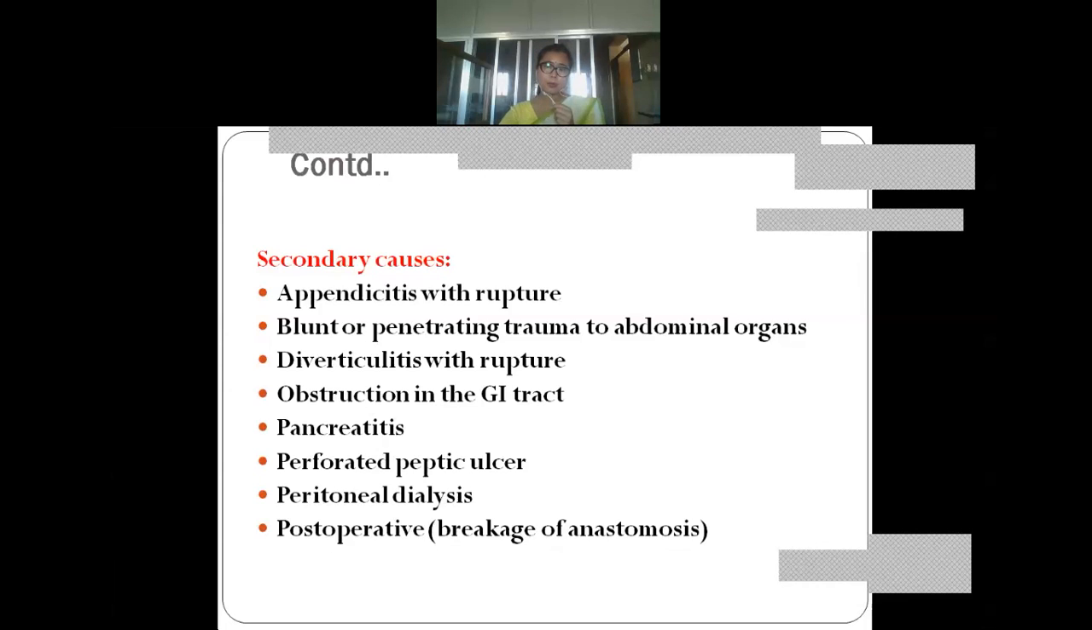And post-operative breakage of anastomosis. Anastomosis means, suppose, think of the transverse colon. In the transverse colon, if there is a blockage in the middle, okay, and then there is necrosis, means death of the tissue, fibrosis, so that part of the colon is not required anymore. So if we cut and join the remaining two parts, that is called anastomosis. Okay, means connecting.